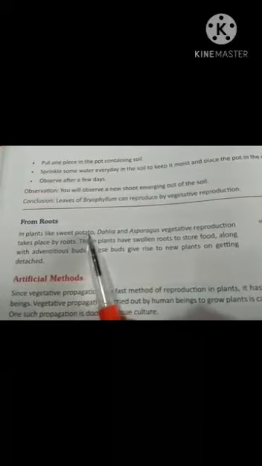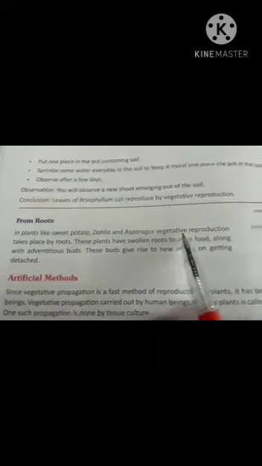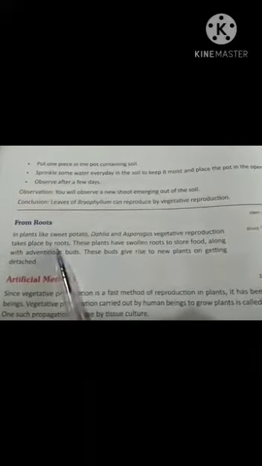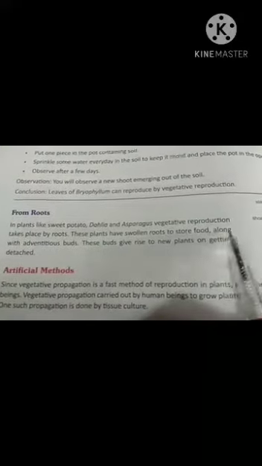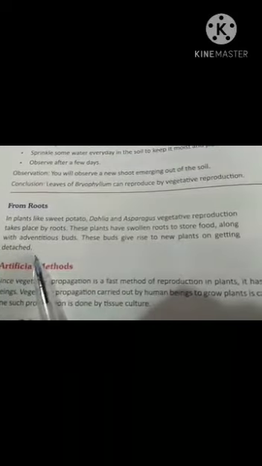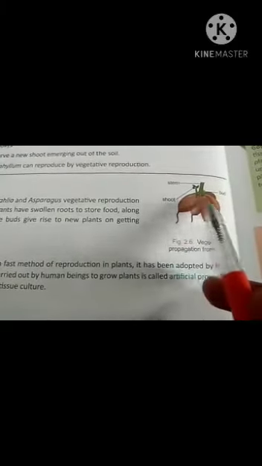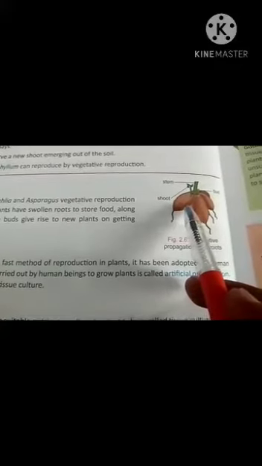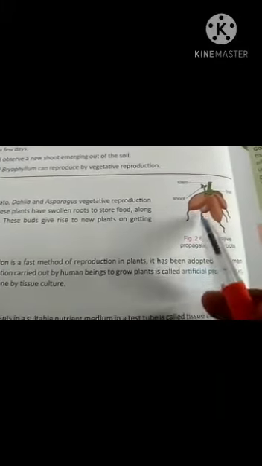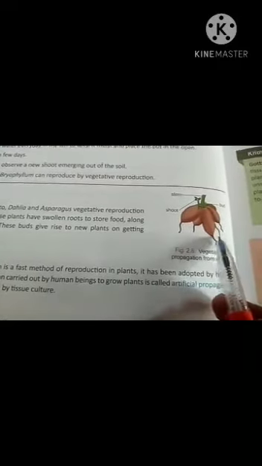Then some other plants like sweet potato, dahlia and asparagus grow with vegetative reproduction, and it takes place by roots. These plants have swollen roots to store food along with adventitious buds. The buds give rise to new plants on getting detached. So here in this figure 2.6, this part, generally we eat this part, and this is the root part. Okay, and this root is that much swollen because it needs to store the food. Okay, so from here also the new plants will develop.